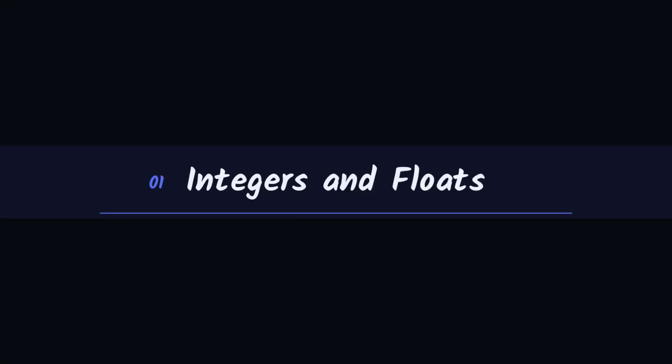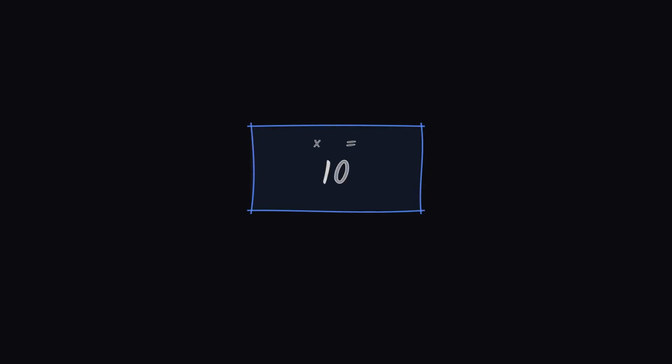Python has 2 main numeric types. Integers are whole numbers, no decimal point. Floats are numbers with a fractional part. The type of the result depends on the operator you use. The value 10 is an integer. Python stores it without any decimal point using exact integer arithmetic. When you divide 2 integers with a single slash, Python always gives you a float, even if the result is a whole number.